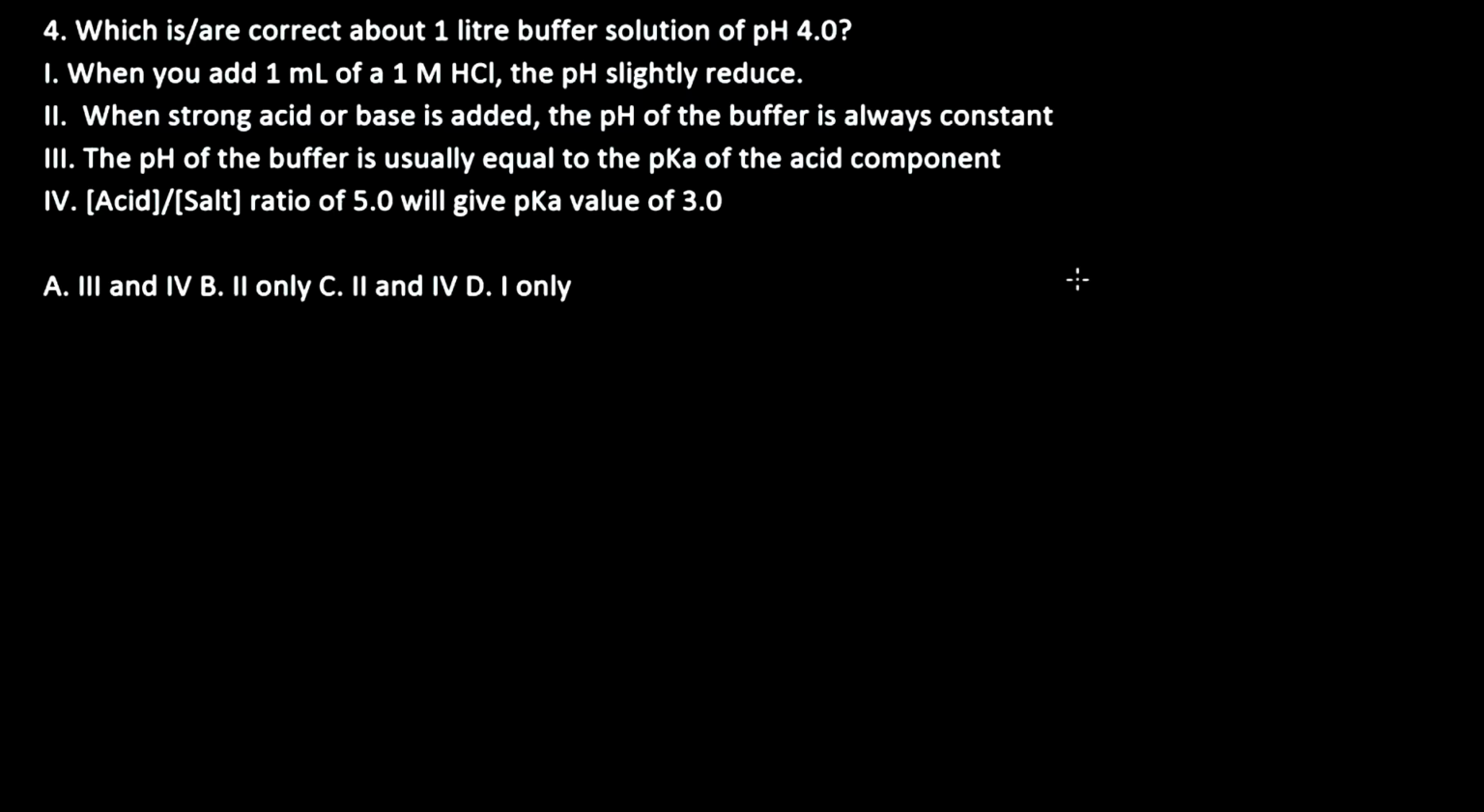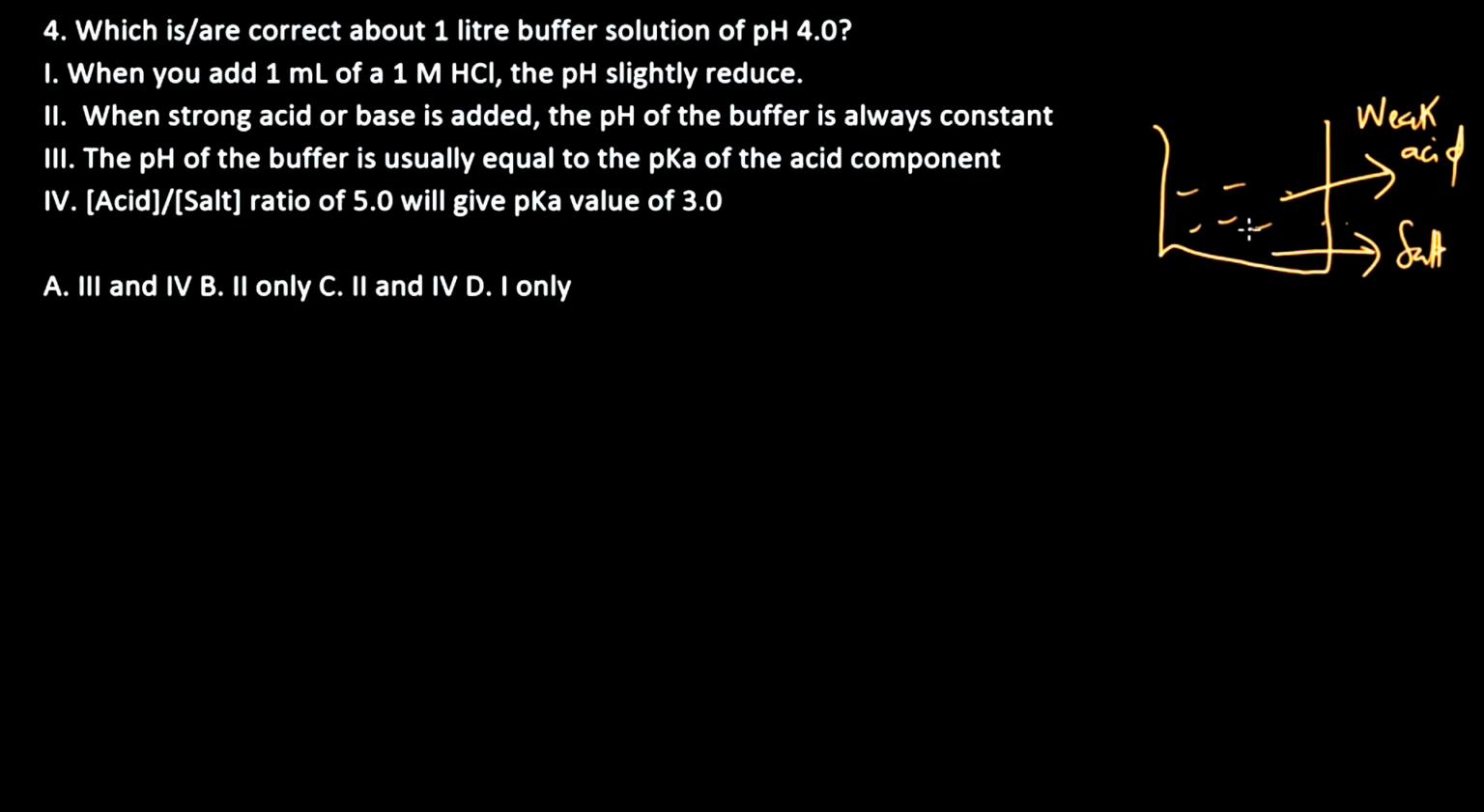All right, so let's look at this question. Which of the following is correct about a 1 liter buffer solution? So let's say the buffer solution is this. Since the pH is 4.0, let's say it's a weak acid and its salt, right? So this is the solution and the pH is 4.0, right? So when you add 1 ml of an acid, the pH slightly reduces.